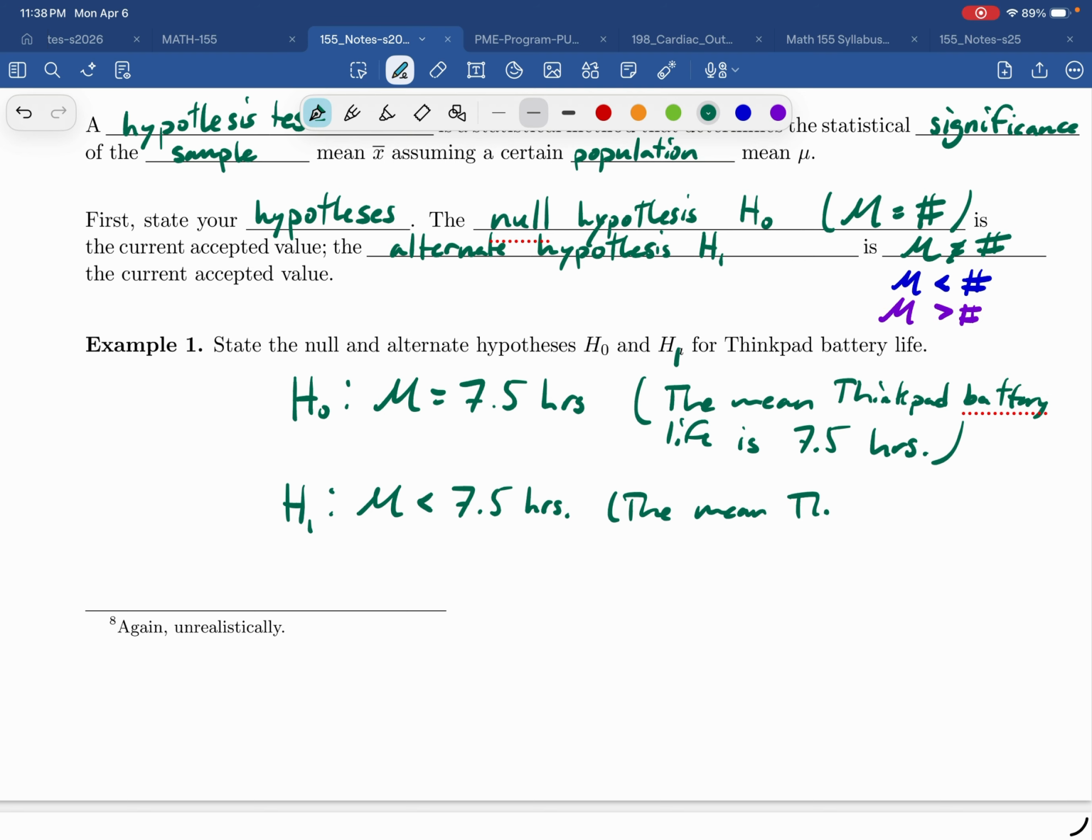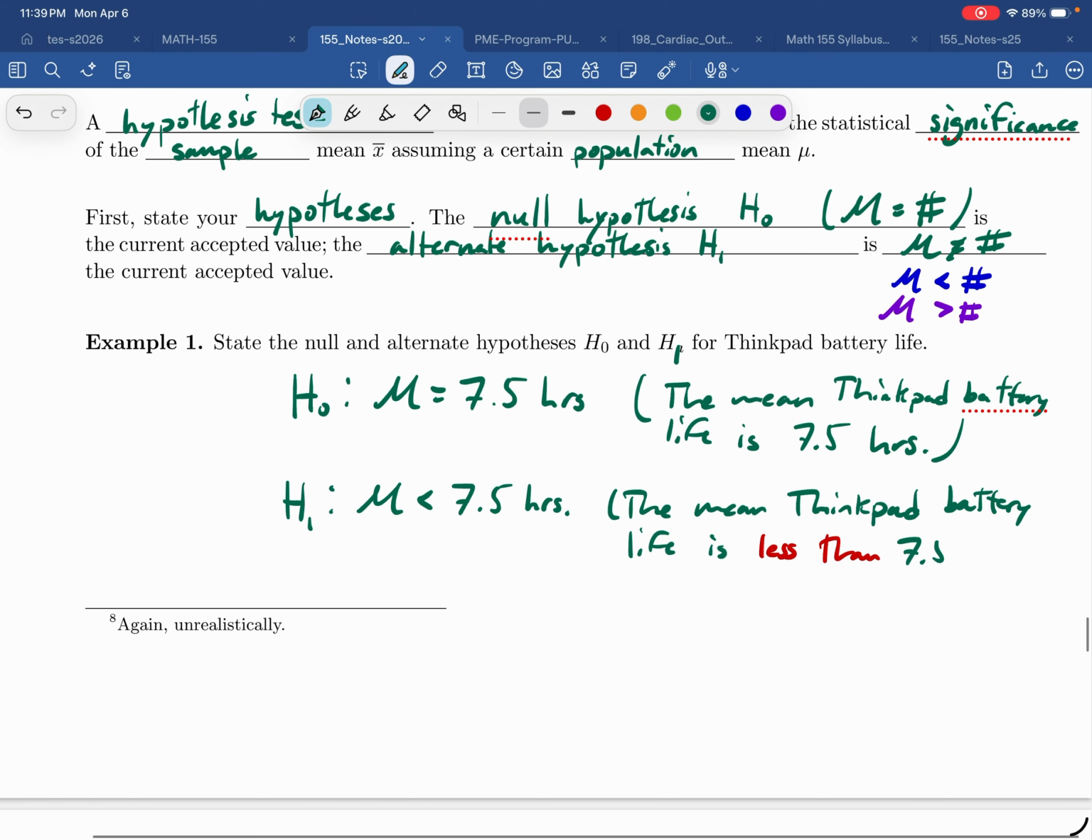The mean battery life is less than, let me actually write this in red right here, 7.5 hours. That's the only difference between the two hypotheses, right? Let me actually maybe just write this in red so it pops. Okay.